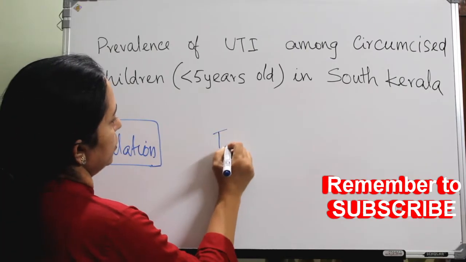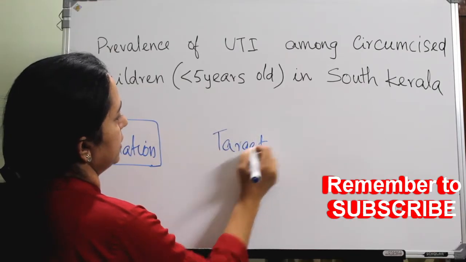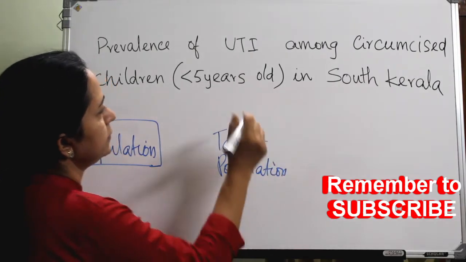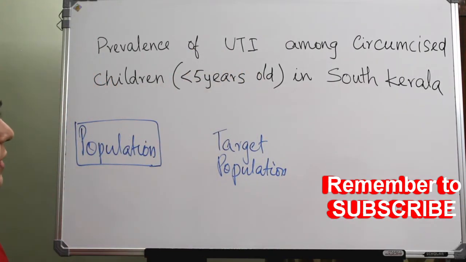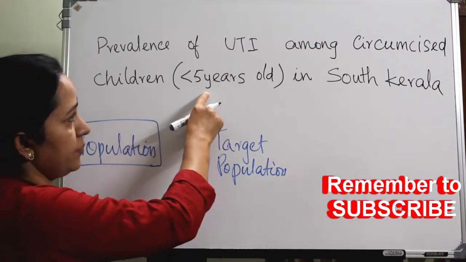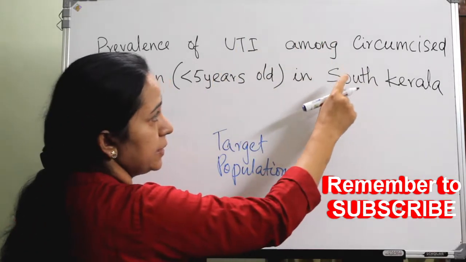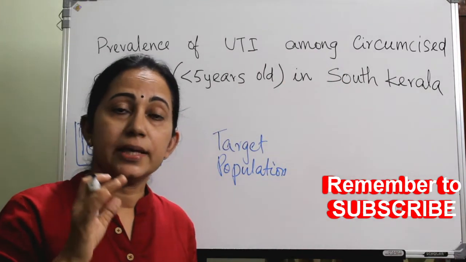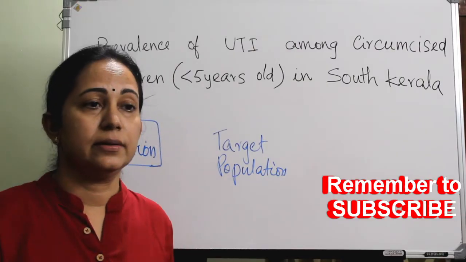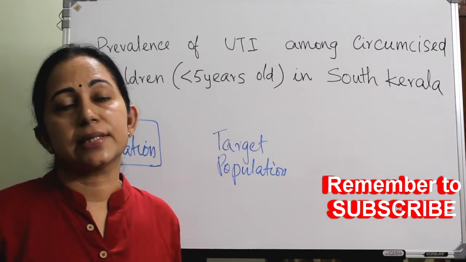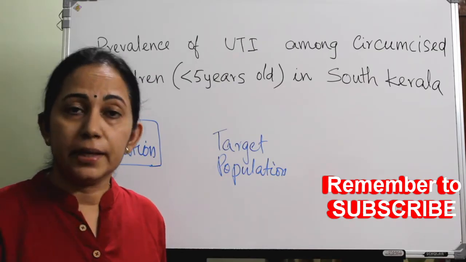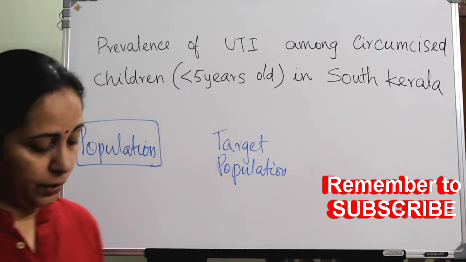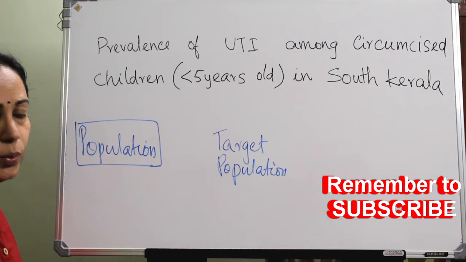So the target population, what is that? This is the target population, that is, children of less than 5 years old who have undergone circumcision in South Kerala. As we cannot study all these children, the investigator is conducting the study in the pediatric OPD of Government Medical College, Trivandrum.